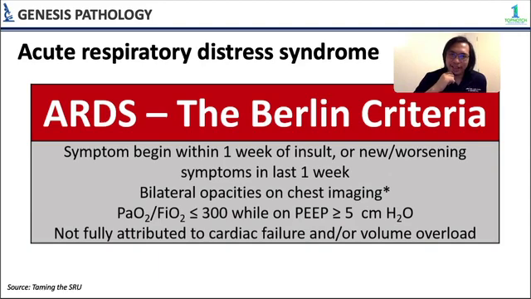Okay? ARDS. So, acute dapat yung onset, dapat within 1 week of insult, or new or worsening symptoms in the last 1 week. Acute, kaya nga acute respiratory distress syndrome. So, we have to have bilateral opacities on chest imaging. We have to have a PaO2/FiO2 ratio of less than or equal to 300, mababa, while on PEEP more than 5, that is not fully attributed to cardiac failure or volume overload.